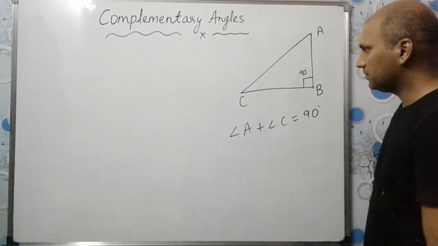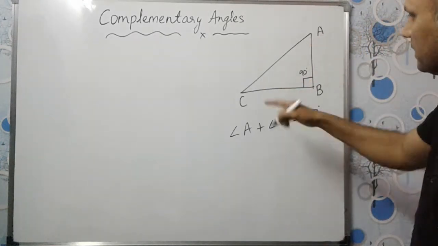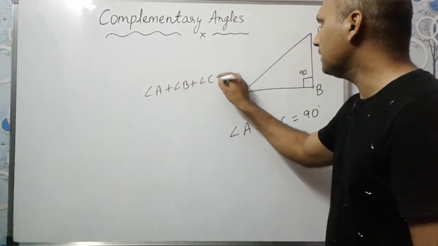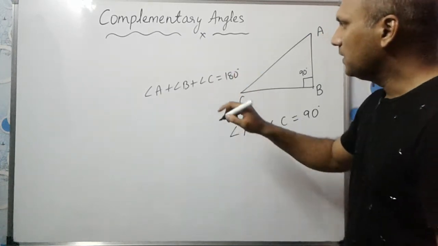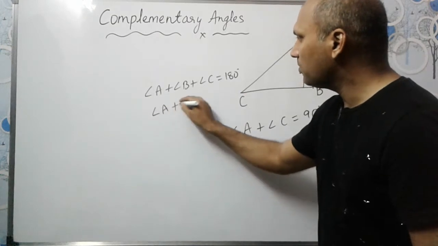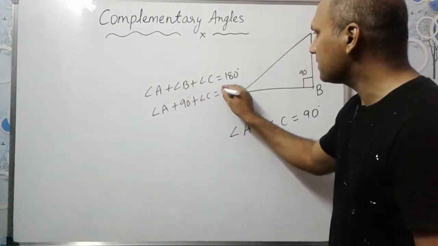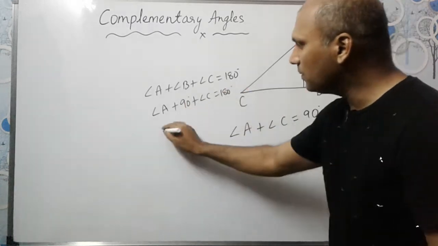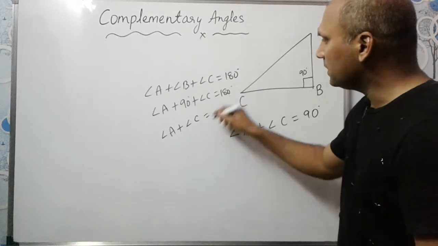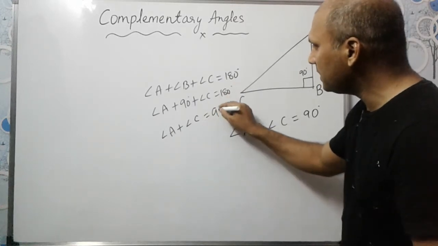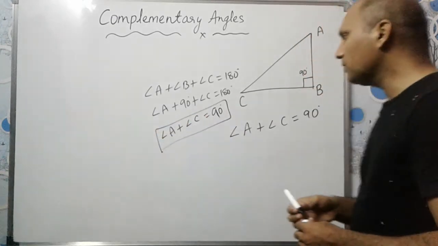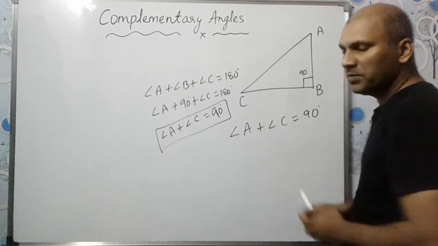How is that possible? If we add these three angles, angle A plus angle B plus angle C, it should give us 180, right? But angle B is 90 degrees, so angle A plus 90 degrees plus angle C is equal to 180 degrees. This 90 will go to the other side and it will subtract. 180 minus 90 is 90 degrees, right? We got angle A plus angle C is equal to 90 degrees. So these two are complementary angles.